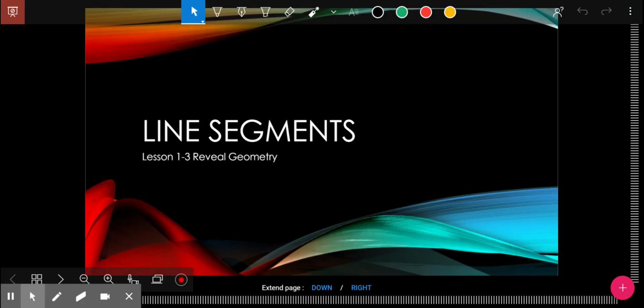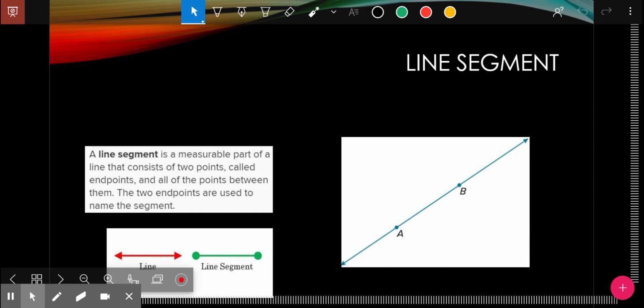All right, today's lesson is on section 1.3, line segments. As you recall from section 1, we learned the undefined terms of geometry. So my question before we get started is, do you remember what those were? Sometimes they were called the building blocks of geometry. If you remember, they were point, line, and plane. Phenomenal job.